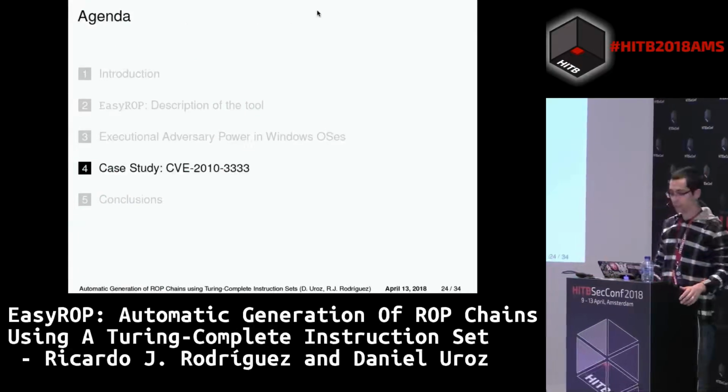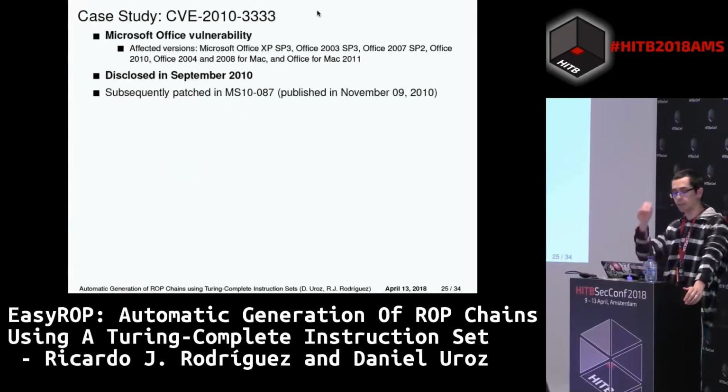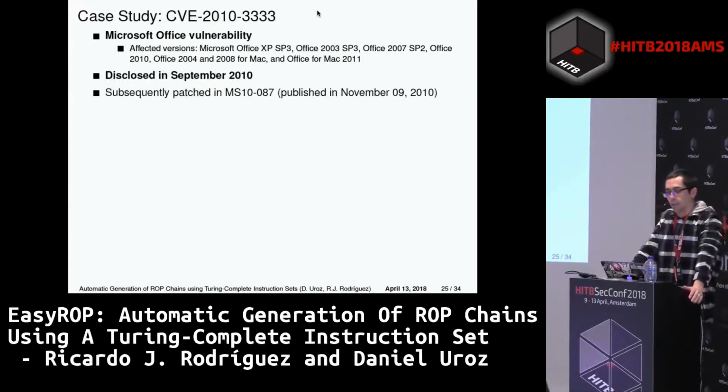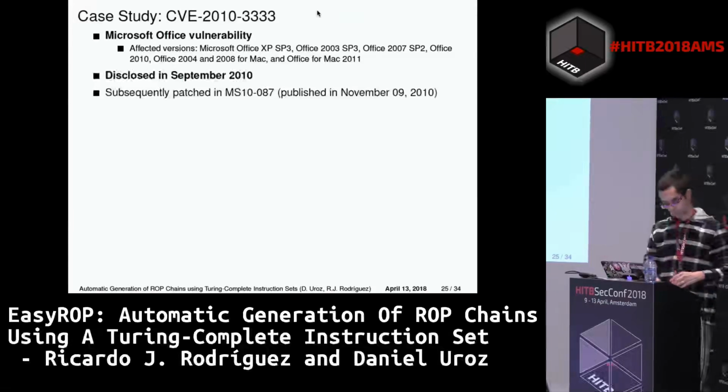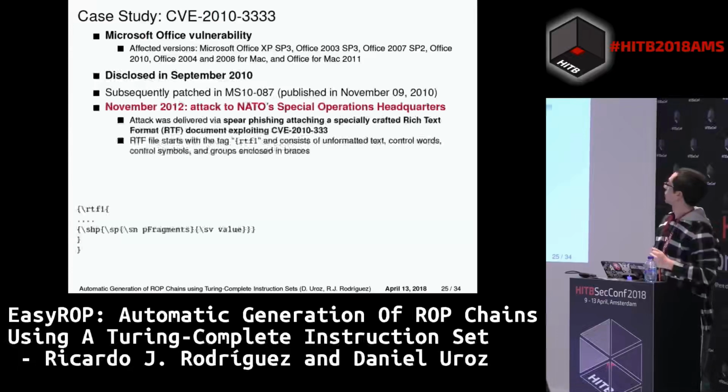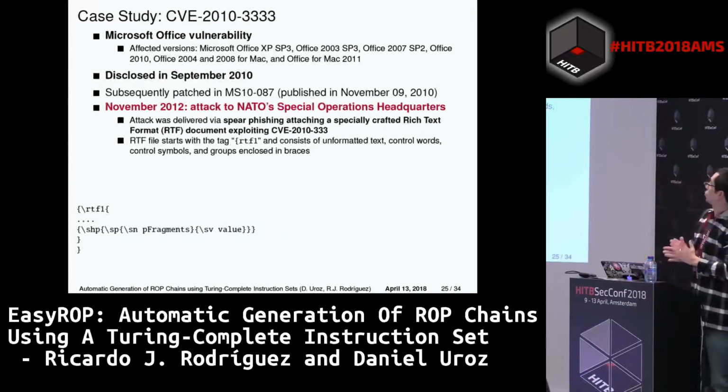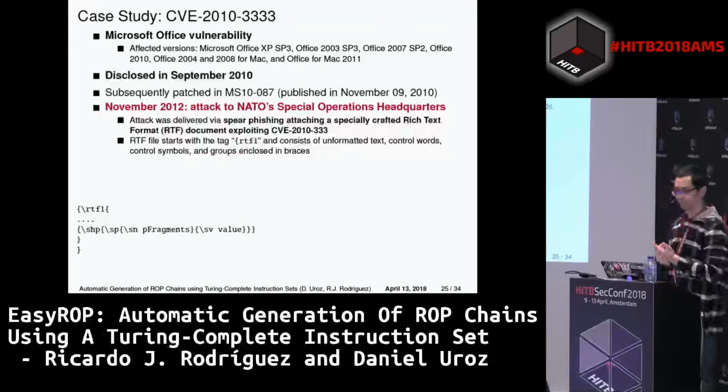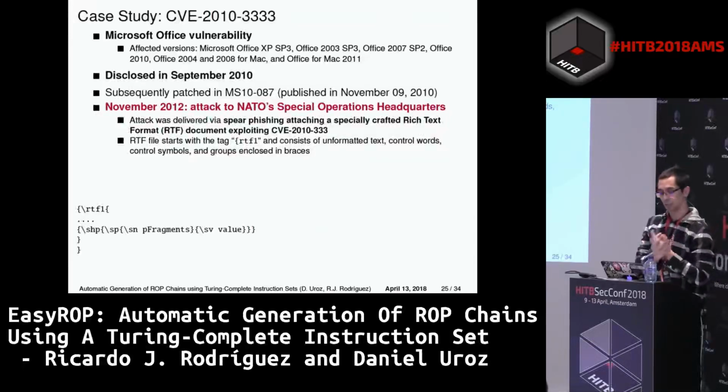So regarding the case study, I have used this vulnerability, CVE-2010-3333. It's a Microsoft Office vulnerability that affected almost all the suites of Microsoft Office from XP to 2010. It was disclosed in September 2010 and patched a bit later, in November of the same year. The thing is that this vulnerability was used in 2012 to attack the NATO Special Operations headquarters. Okay, this is the thing.